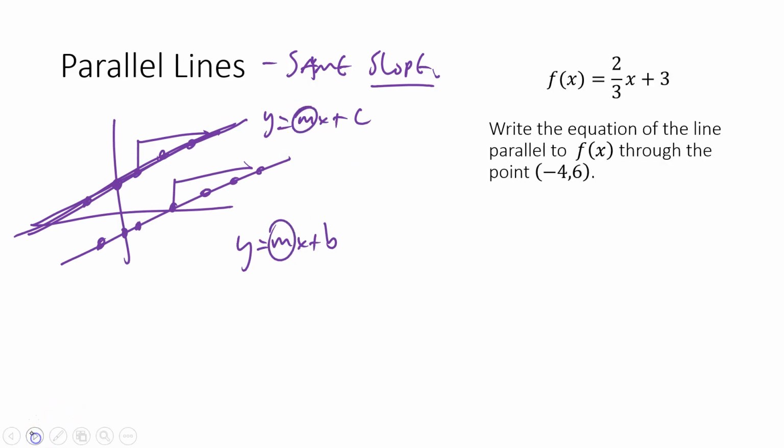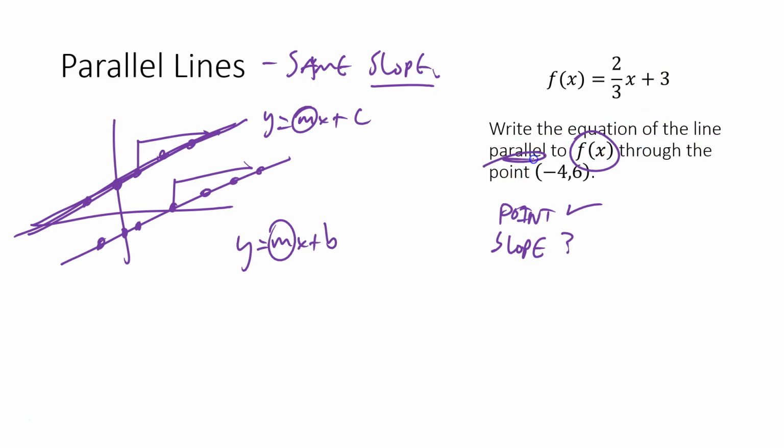So let's try a problem. f of x equals 2/3 x plus 3. Write the equation of the line parallel to f of x through the point -4, 6. So I've got a point. What's the other thing I need to make a line? I think I need a point and I need slope, right? So my slope, I don't know yet, but I might be able to get a clue from f of x.